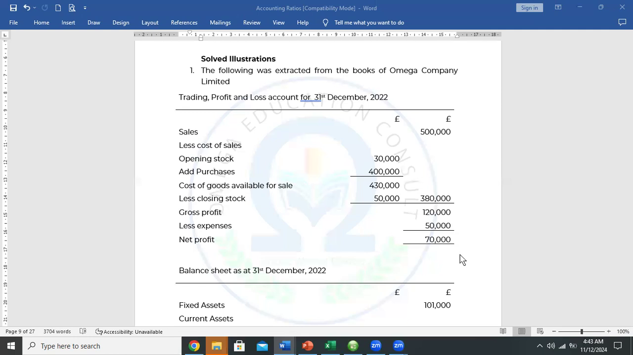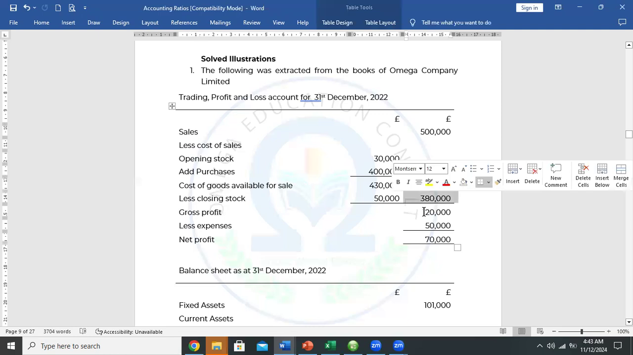So let's take this first question. It says the following was extracted from the books of Omega Company Limited. So we have been given the trading profit and loss account for 31st December 2022. So you have your sales. Your cost of sales was determined using the opening stock, add purchases, less closing stock. So this is our cost of sales, 380,000, deducted from the sales to get a gross profit of 120,000, with less expenses, and this is our net profit.